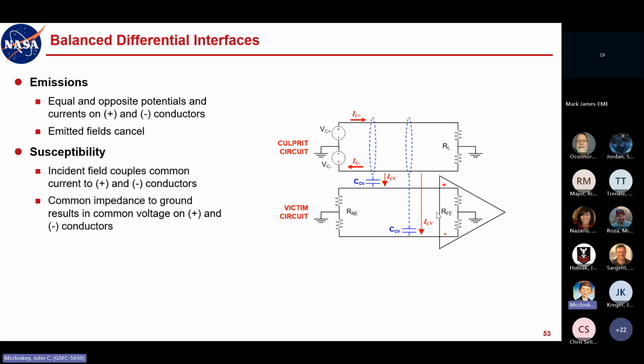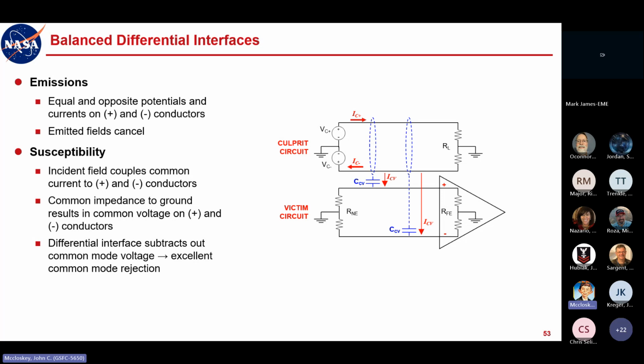So it'll be a common potential on each of the positive and negative sides. And if it's a true differencing amplifier receiver configuration, then it's going to subtract out that common mode voltage and just give you the difference, which is exactly what you want. These types of circuits, by design, have excellent common mode rejection. When you see common mode rejection ratio, that's exactly what that means.